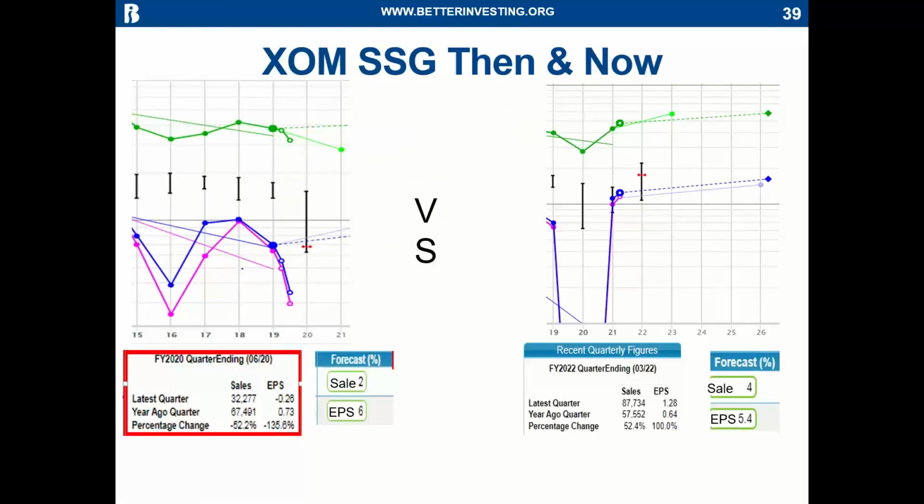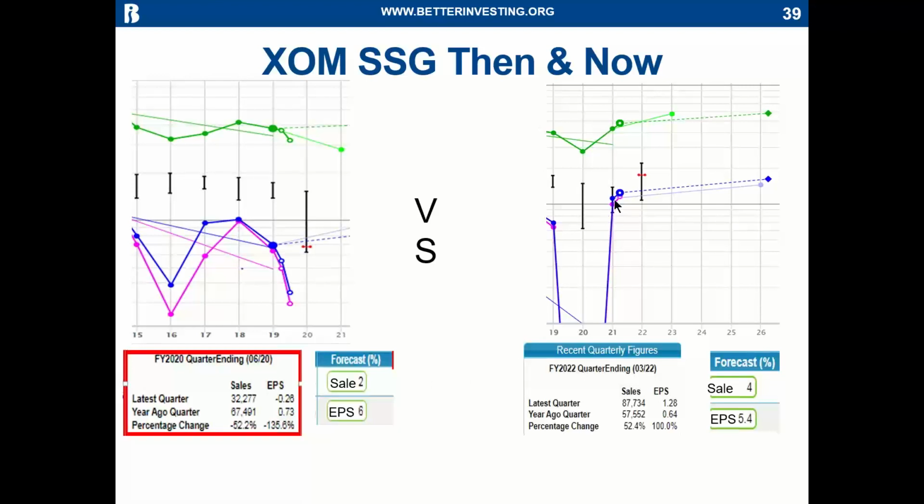Okay. Here is the prior SSG that I did when I first presented. And you can see earnings per share is way down from a year ago that quarter. And look at the percent change, a 135% drop in earnings and a 52% drop in sales. And there was my forecast of sales 2% and earnings per share 6% versus what we're looking at now.